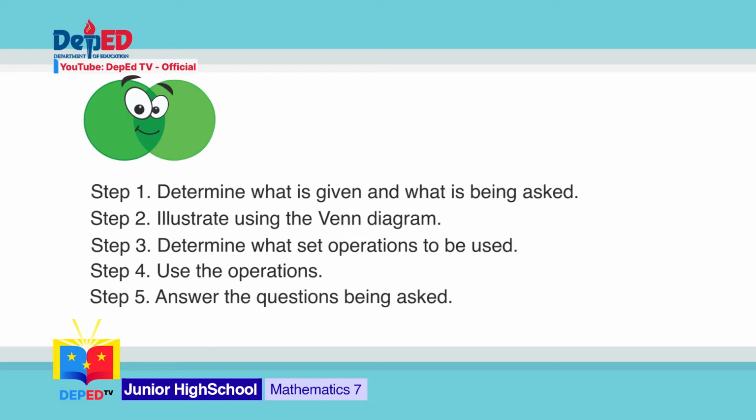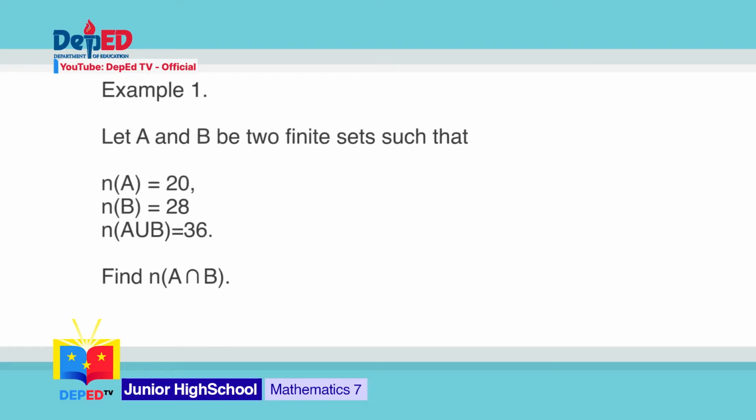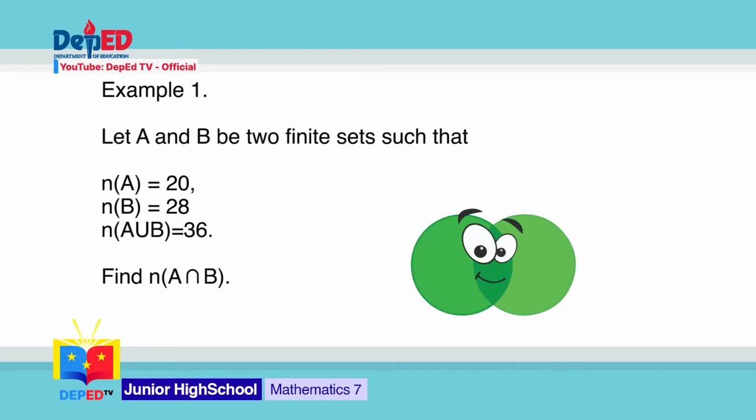Now, here's an example. Sets A and B are two finite sets, such that the cardinality of set A is 20 and that of set B is 28. Given that the number of elements in A union B is 36, find the cardinality of set A intersection B. What is the first step? Determine what is given and what are being asked.